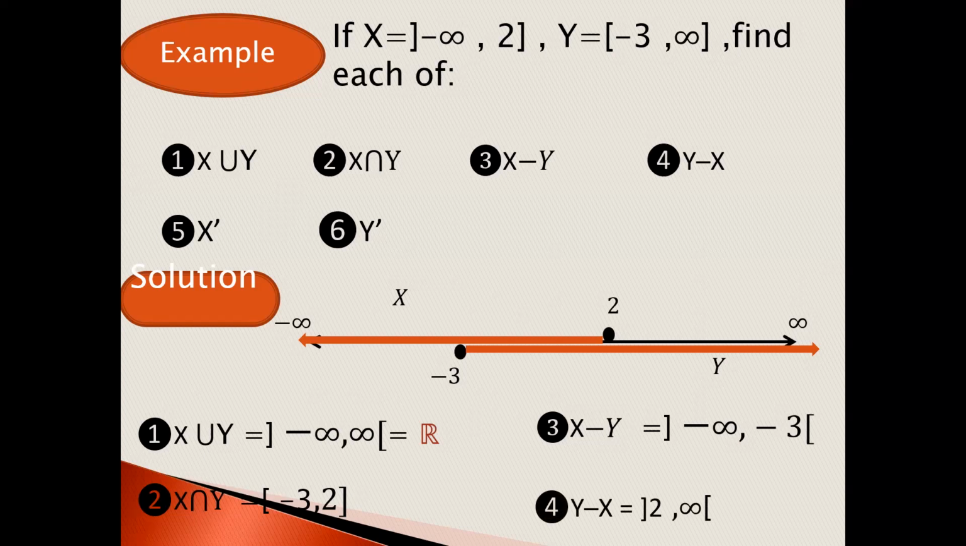Here I want Y difference X. Here it will be infinity, which is not included, and 2, but I'll opposite 2. So 2 will be open. So here the answer is 2 and infinity. 2 will be open because I'll opposite it, and the infinity is always open.